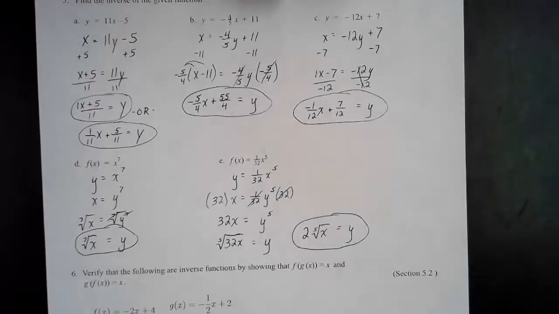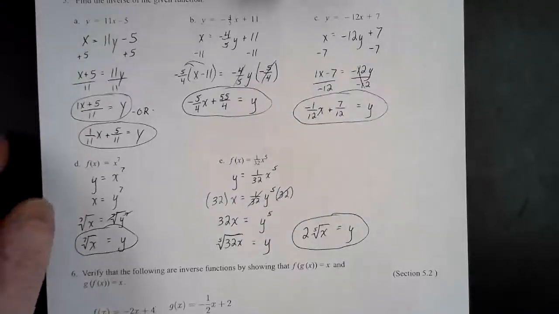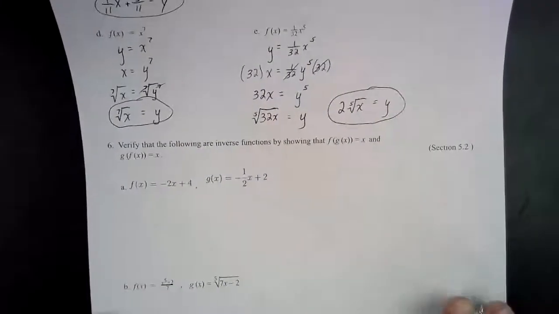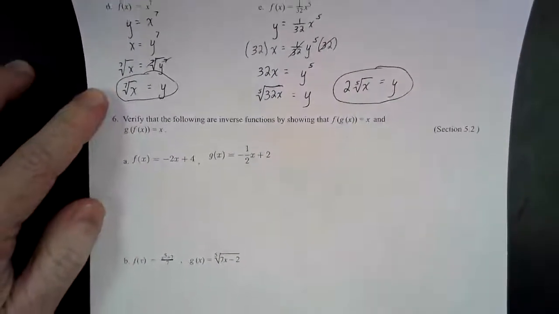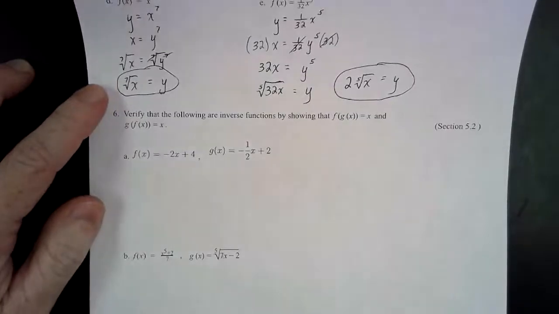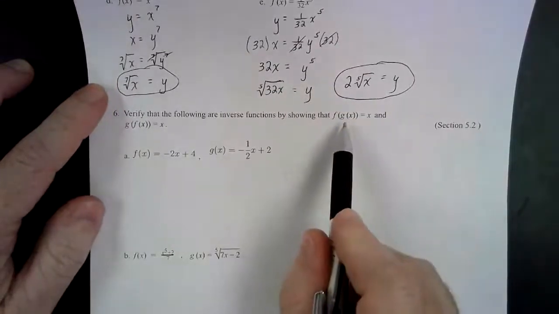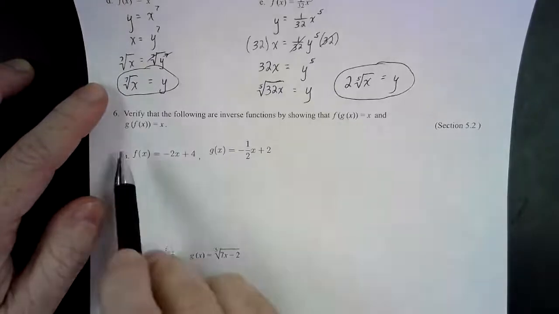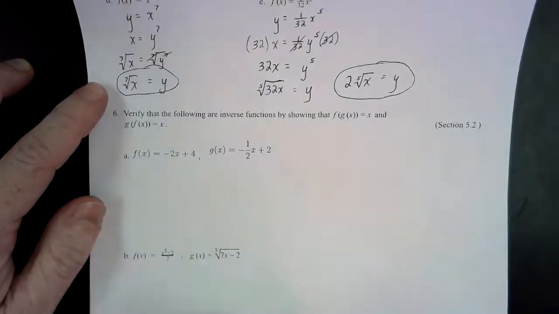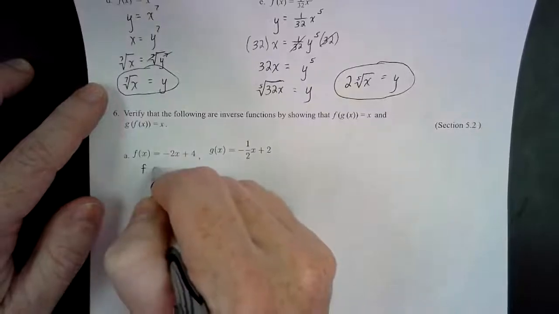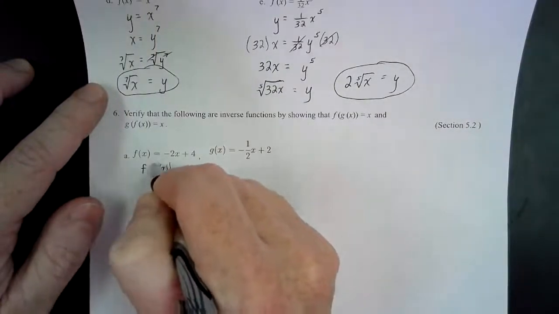Okay, now the verifying step. And this is probably the worst part of this unit, just because it's kind of confusing. Remember, you want to find f of g of x should equal x and g of f of x should equal x. So you have to do 2 steps for each problem. So I'll start with f of g of x.